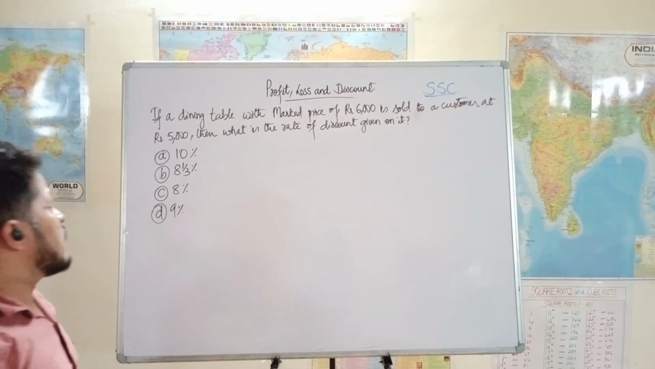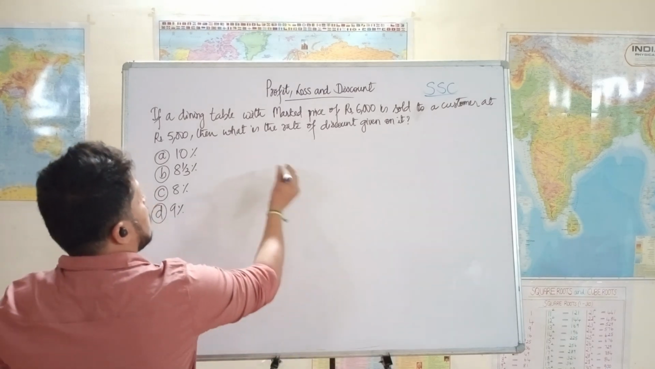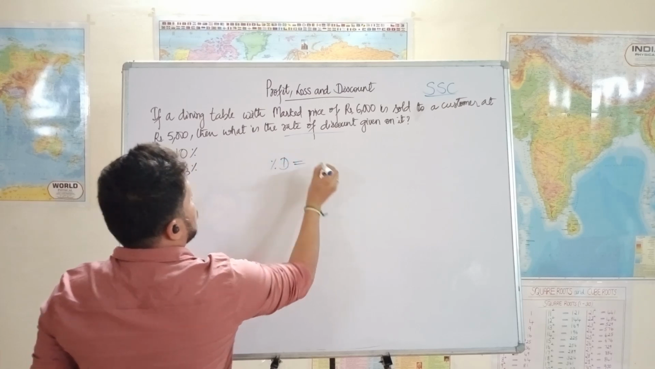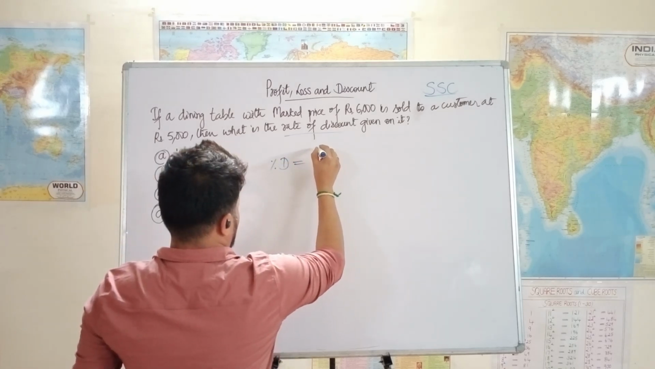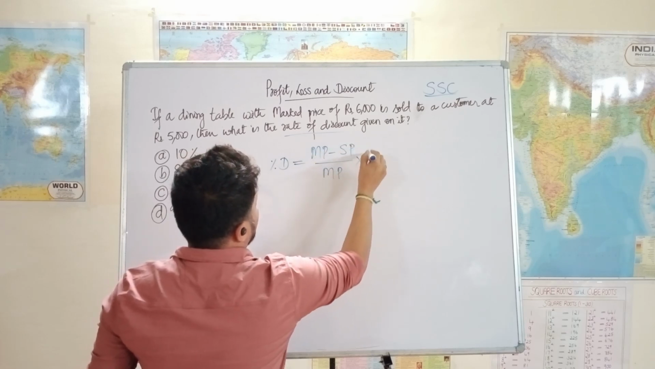Okay, we have another SSC question here. If a dining table with mark price of 6,000 is sold to a customer at 5,000, then what is the rate of discount given on it? So we have the formula for this. Rate of discount is percentage discount rate. So percentage discount is equal to mark price minus selling price divided by mark price into 100.